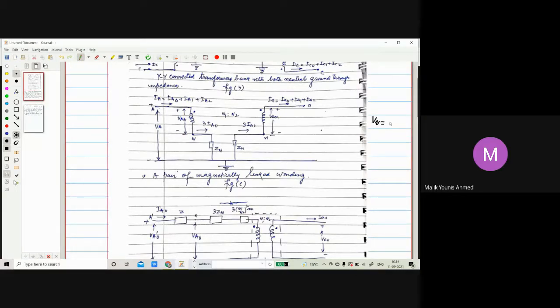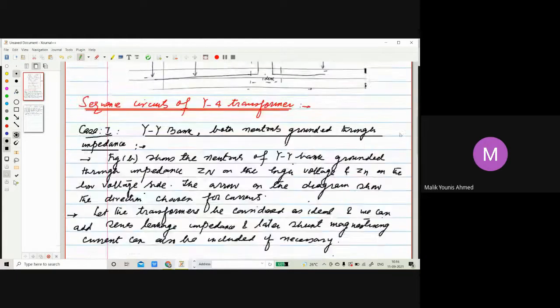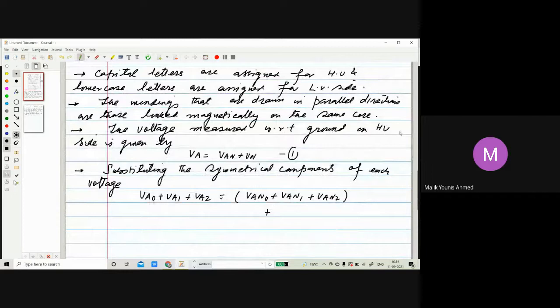Vn, the voltage on the high voltage side, will be Zn into In. But we don't want to write that in terms of In. So Zn into In is already equal to 3Ia naught, that we have seen. That neutral current is equal to 3Ia naught. So we'll write the same thing, plus 3Zn Ia naught. Okay. So next, let's call this equation number two.